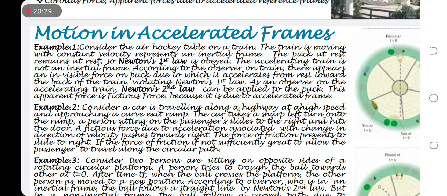The accelerating train is not an inertial frame. If the velocity of the train increases or decreases, then it becomes a non-inertial frame of reference. Then, according to the observer on the train, there appears an invisible force on the puck, on any substance, due to which it accelerates from rest towards the back of the train.